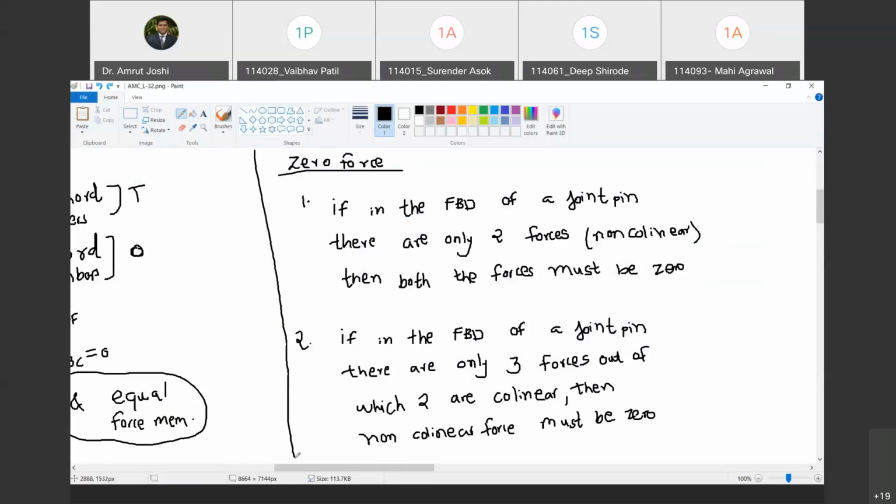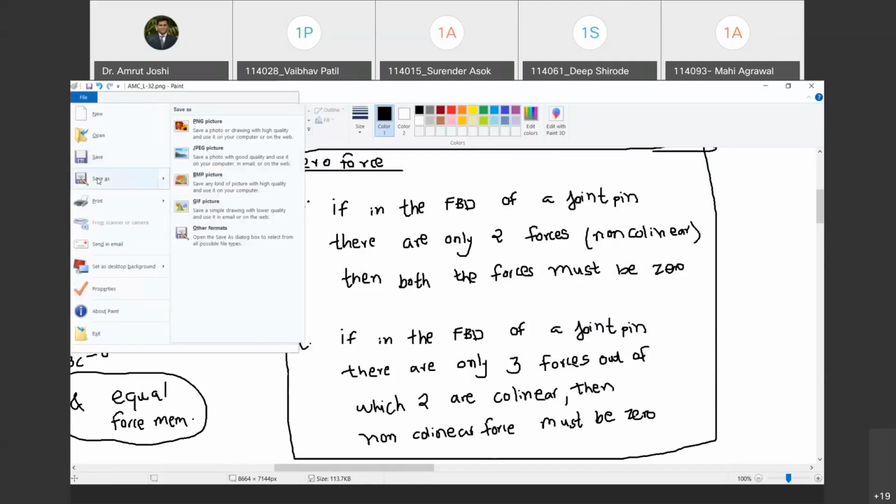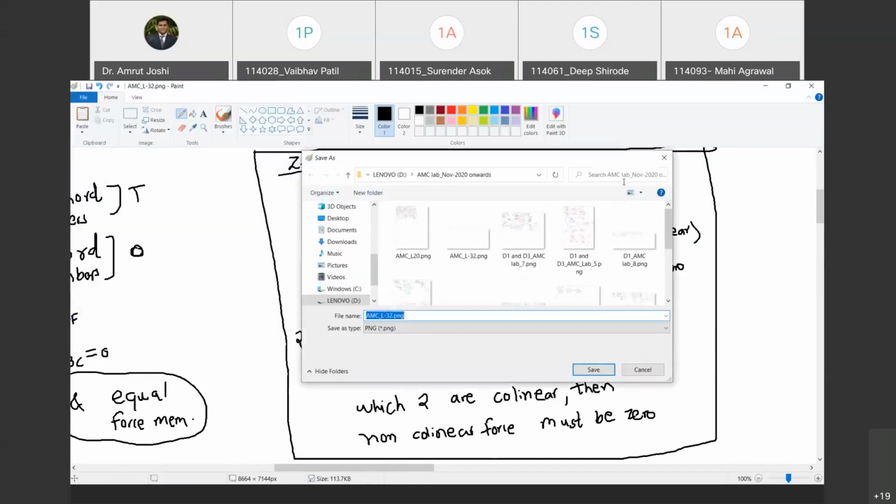So we will apply these laws more next time. These are the laws for identifying zero force members. And now we also have to state the laws for identifying equal force members. Those we will state in the next class. Happy? Yes, sir. Okay, so let us stop here today.